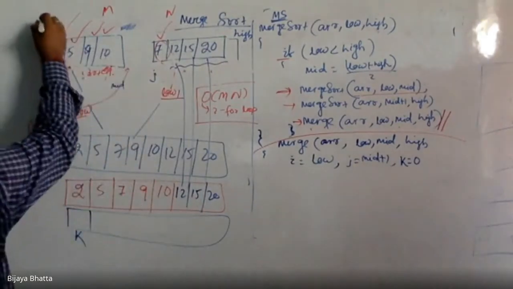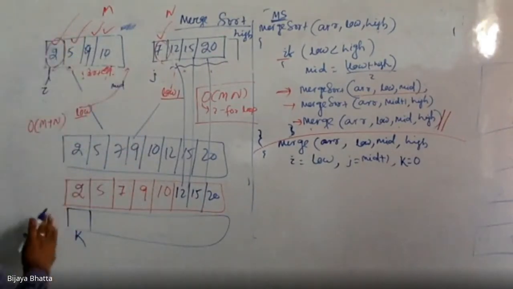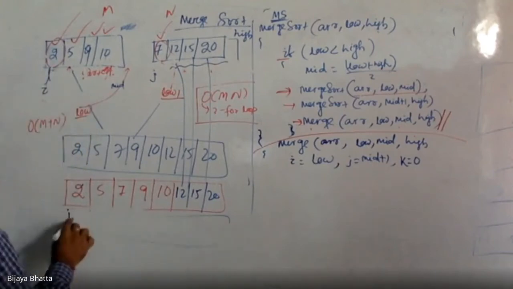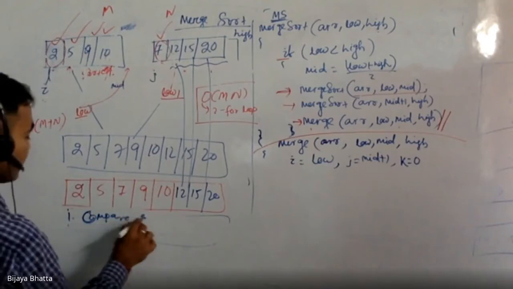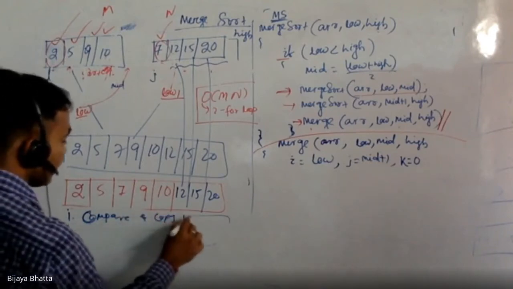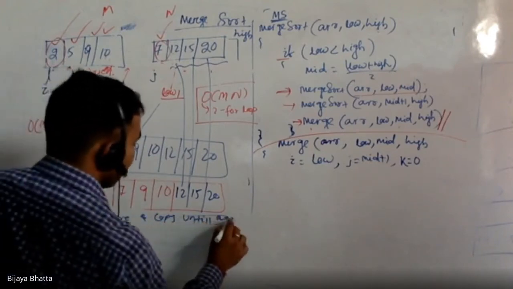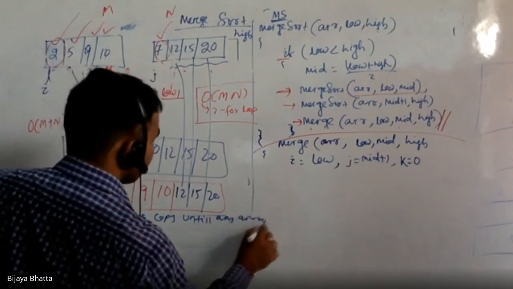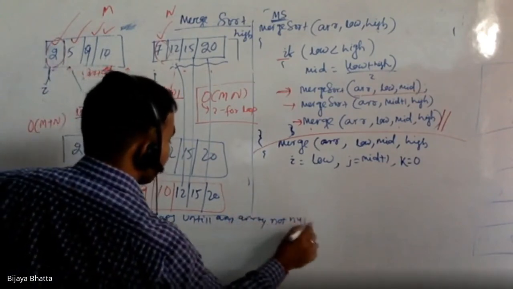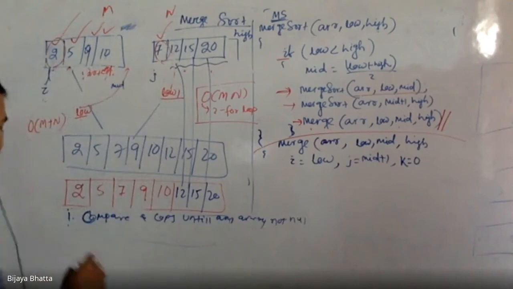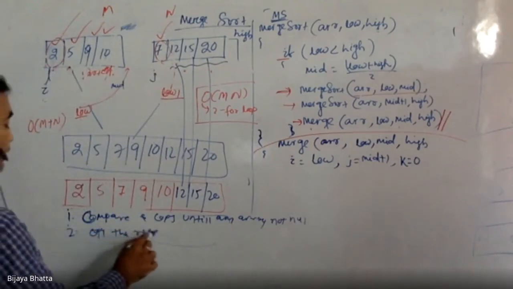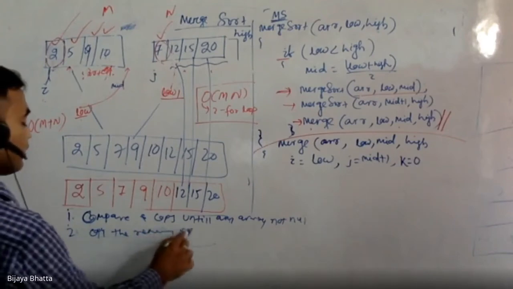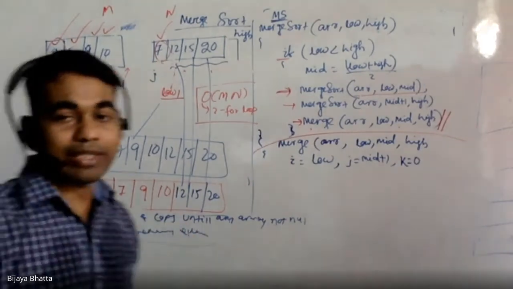If you carefully see, the first step is compare and copy until any array is not null, that means any array is containing some element. So this is one thing. The second thing is to copy the remaining elements. So these are the two steps. Let's write it down.